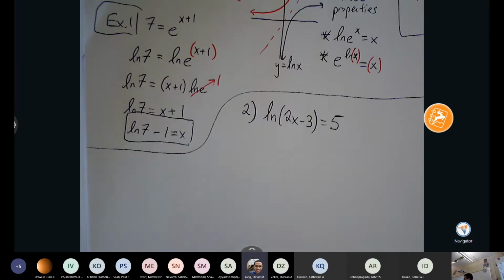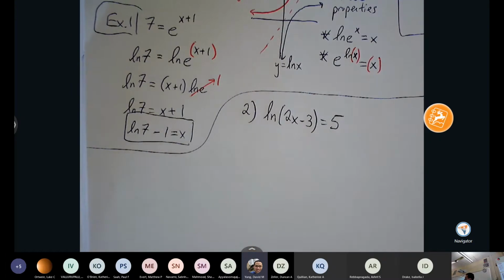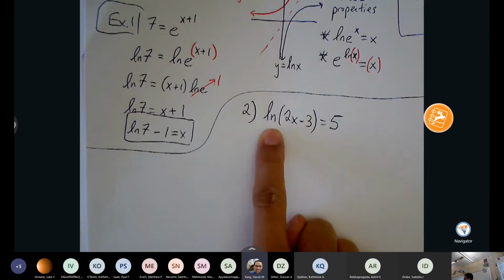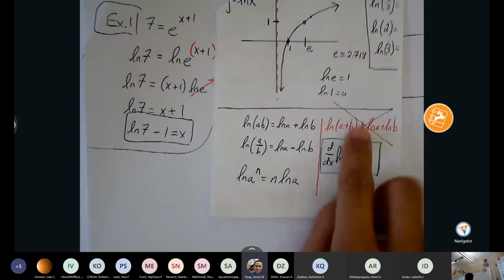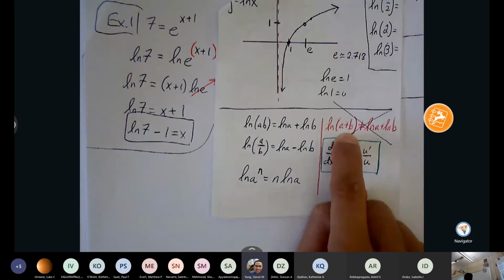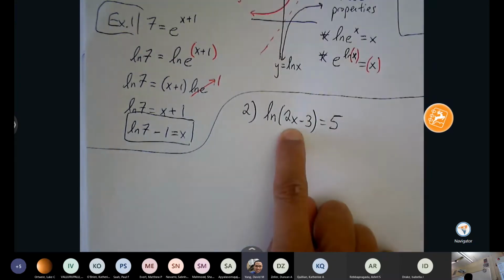Something to point out is that we can't expand this. We can't make this natural log of 2x minus natural log of 3. The 2x minus 3 is inside the natural log, and we can't distribute something that's inside. So keep in mind we can't do this. If it's natural log of 2 terms added or subtracted, it stays in that form. We can't expand, so it's stuck in this form.